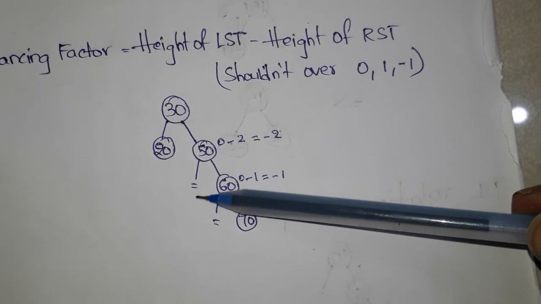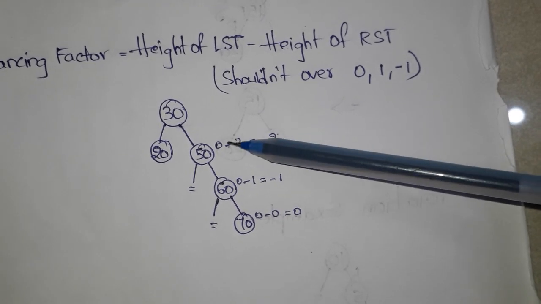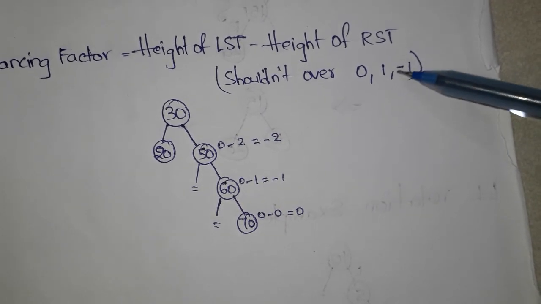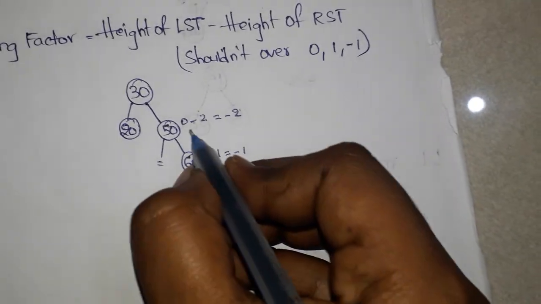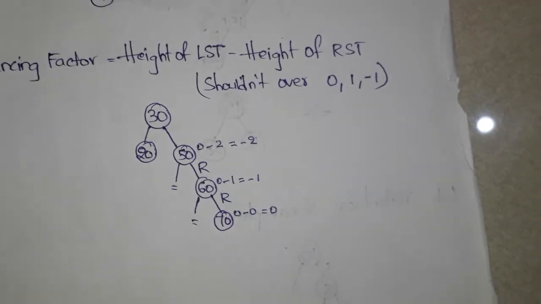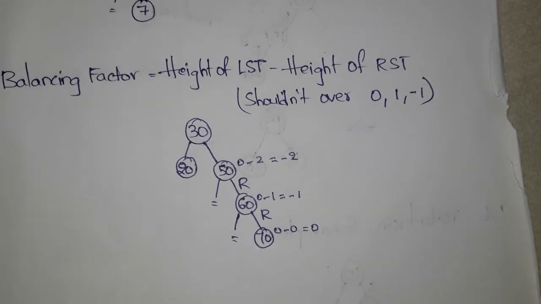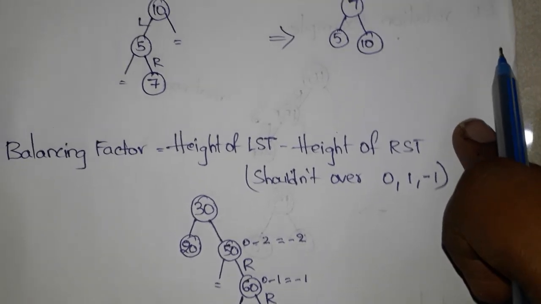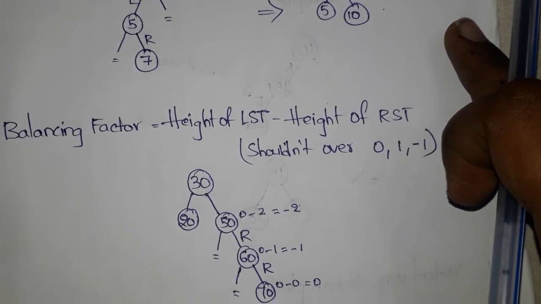And height of the left subtree is 0. Height of the right subtree is 1, 2. 2. 0 minus 2 is minus 2. Minus 2 is not okay. So that's why it is an R rotation. Here we need to use the RR rotation logic. So this is the process for all the rotations in AVL tree rotations. So this is the topic of rotations.